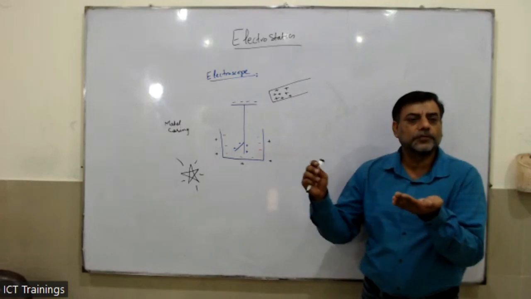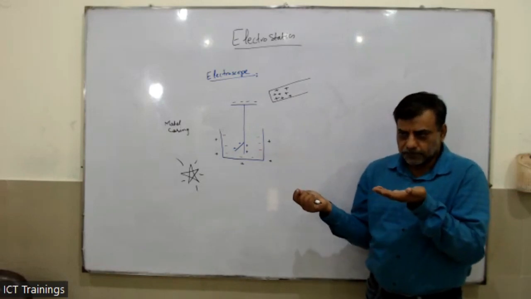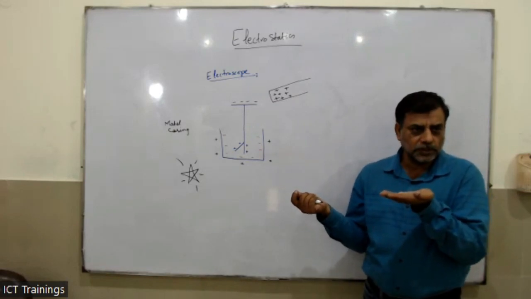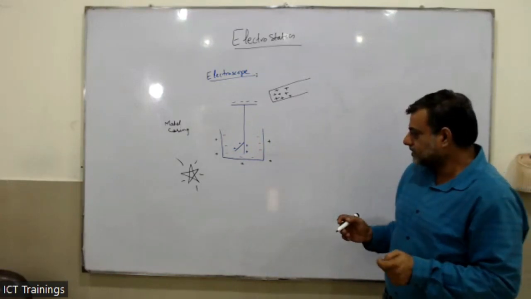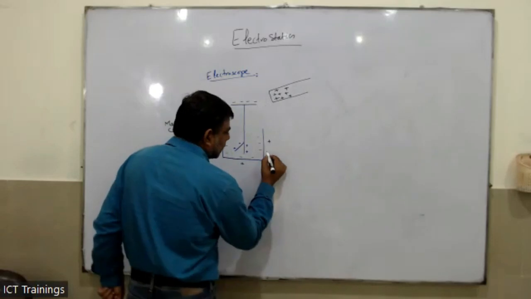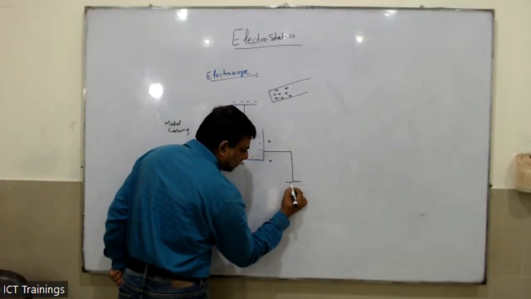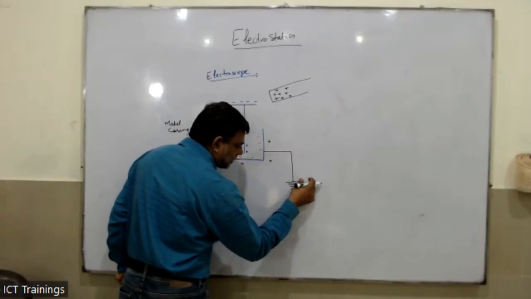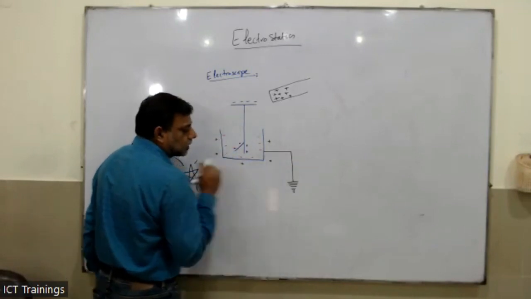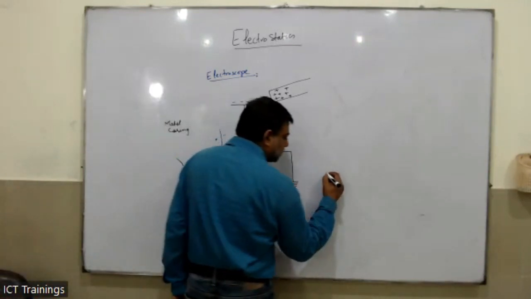I told you, if we just take out a cup or a glass full of water from the sea, will there be any change in the level of the seawater? The same is the case with the Earth, all right? And the symbol of Earth is a wire and these parallel lines. This means we have connected this thing with the Earth.